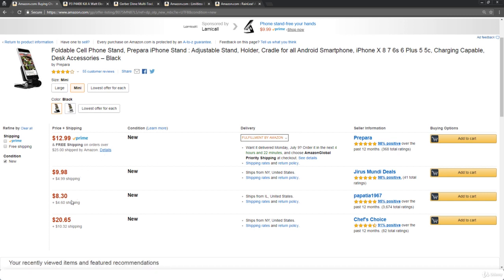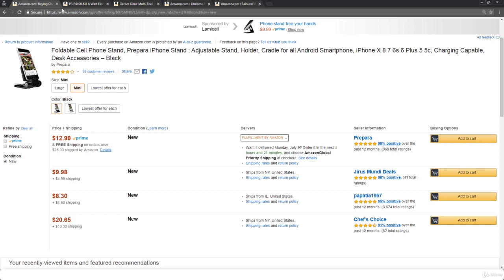Now, if we add the shipping to this price here, $8.30 plus $4.60 shipping, we get $12.90. But the seller who has the buy box right now is selling for $12.99. So there are other factors coming into play here as well. And one of these factors is most definitely that this seller is using fulfillment by Amazon, which you're going to be learning about in this course. Other factors are things like account history, account health, and that sort of thing.